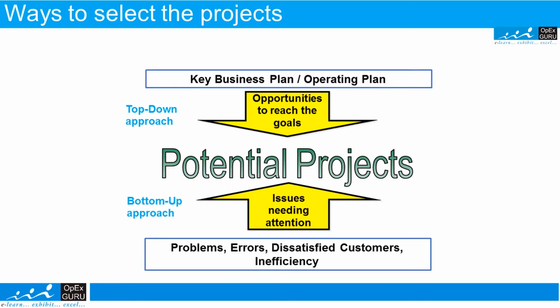There is another approach which is called bottom-up approach. Your organization is already facing some problems or errors, you have some dissatisfied customers, or there are a lot of inefficiencies in the plant. These are the issues that need immediate attention of the organization. So we can also identify Six Sigma projects from these opportunities. So this is called bottom-up approach.